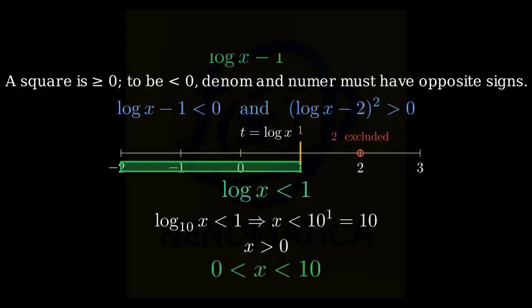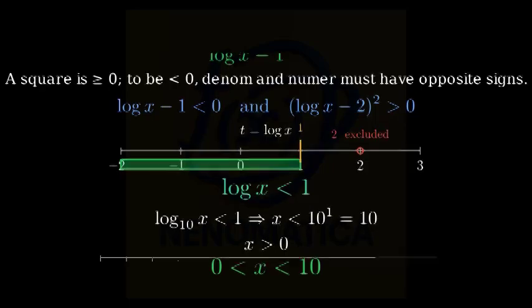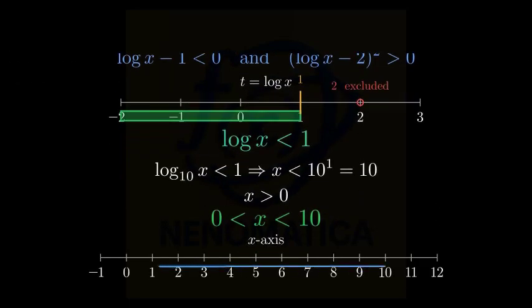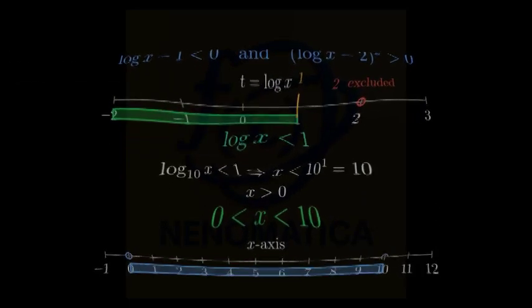Let's picture the final answer on the x number line. It is the open interval from 0 to 10, not including the endpoints.